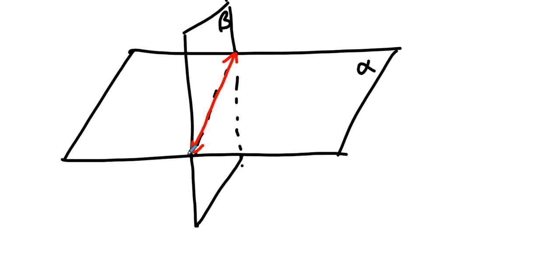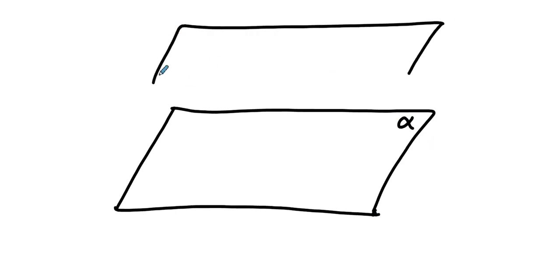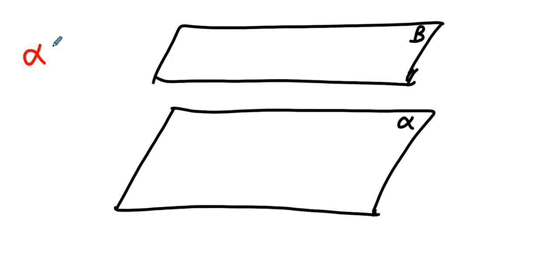And of course, it is possible for planes to be parallel. That's a thing. It is possible to have a plane alpha and a plane beta. And we say that alpha is parallel to beta if they have no points in common. That's the whole idea behind two planes being parallel. They have no points in common.